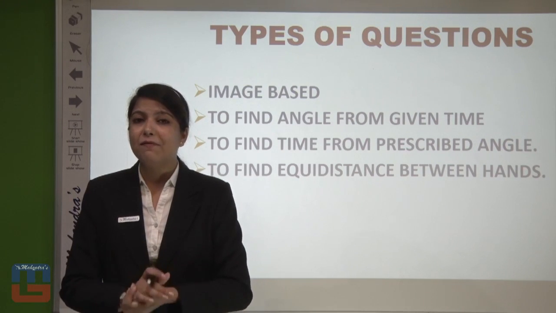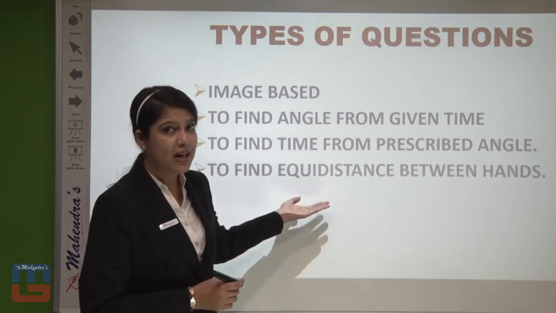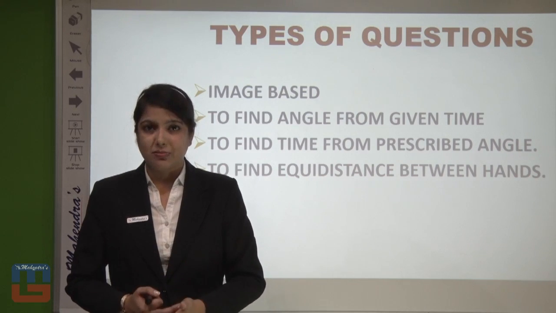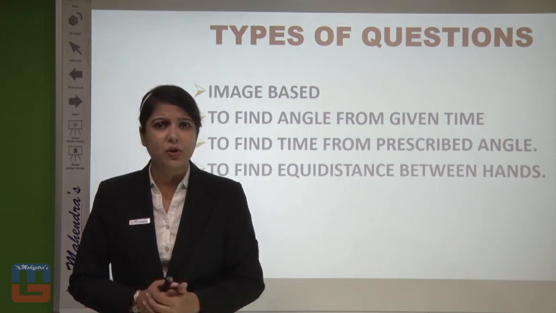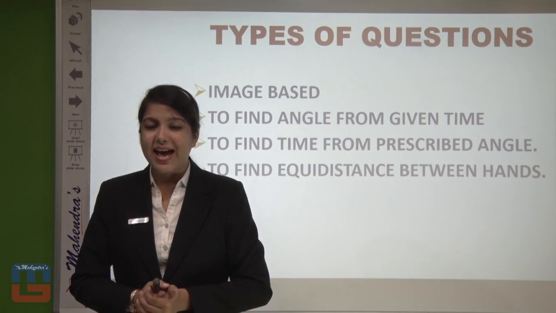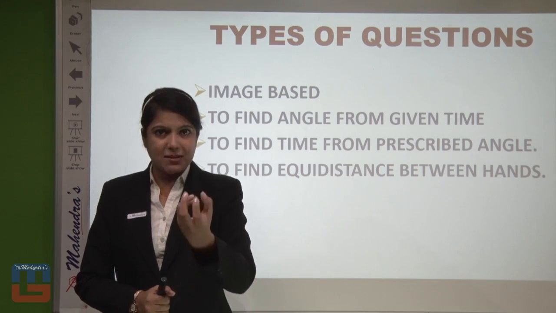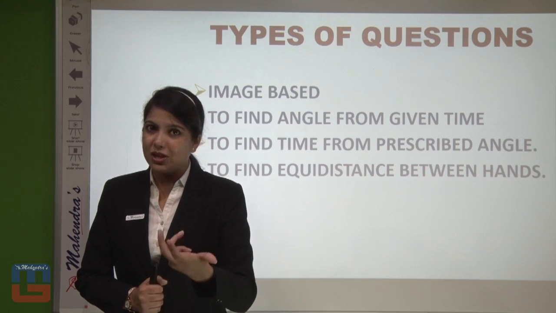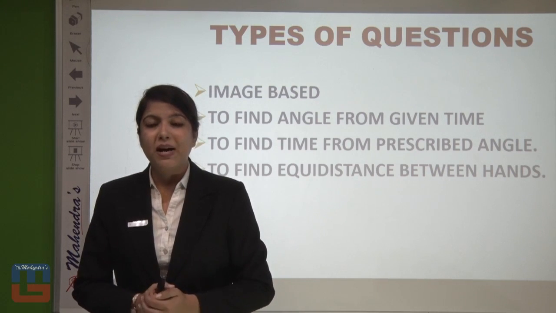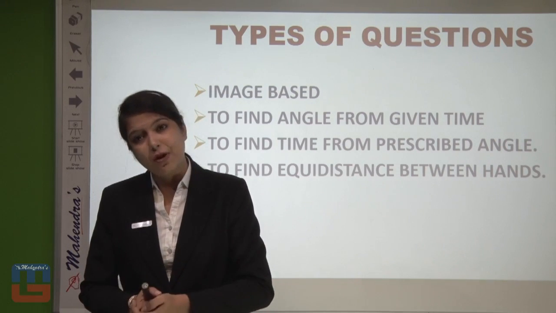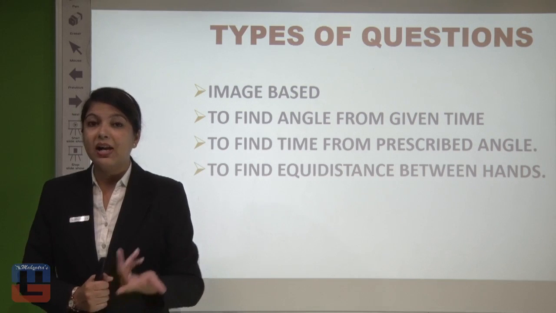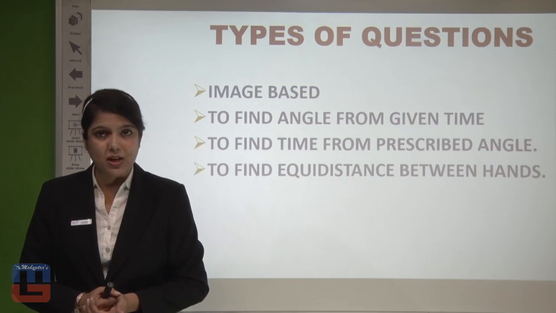If we look at the types of questions on the screen, the first type asked on the clock topic is image based. Two types of images we are going to see: mirror image and water image. The second format is to find the angle from the given time. That means some time would be given to us and then we have to find the angle, that is, the distance between the hour and minute hands. The third part is to find the time from the prescribed angle. That means the second part was giving us time and we were taking out the angle, now we are getting the angle and we have to take out the time.